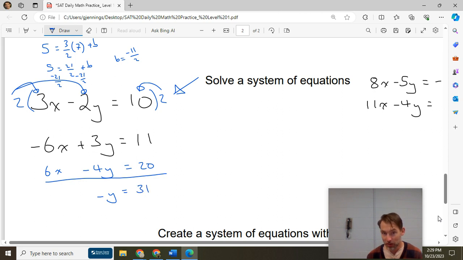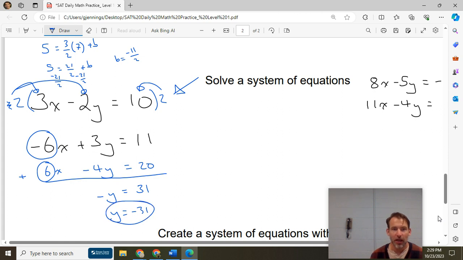I always do addition of two lines. I would have multiplied by -2 there if I had to make these coefficients opposite. I want them to be the same absolute value, but the opposite sign, so that I add them together. When I'm adding, I'm making fewer mistakes than when I'm subtracting. So always add is my tip. y is equal to -31.